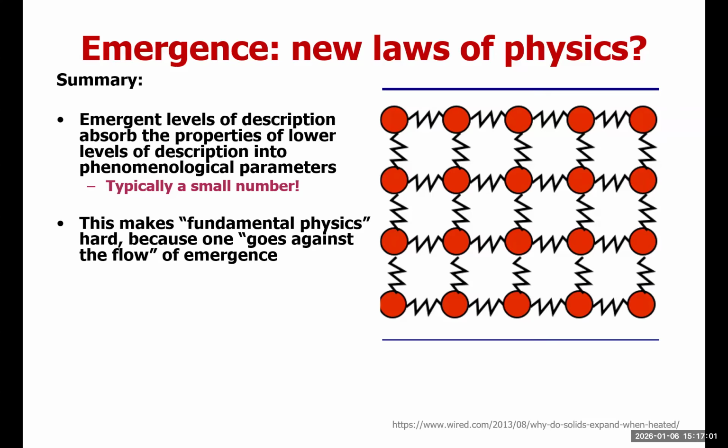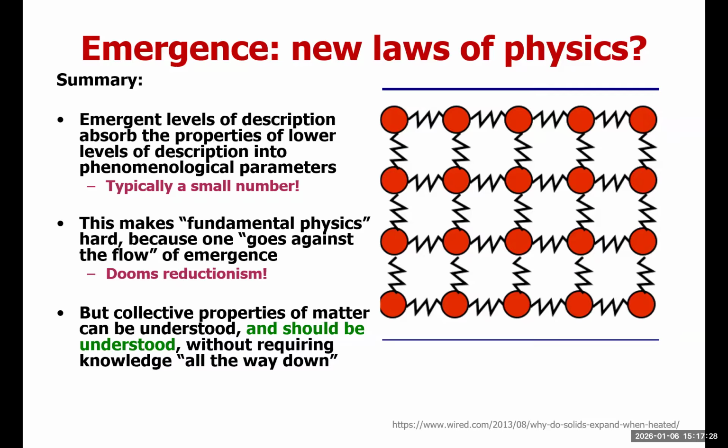So now I've learned nothing at all about the actual structure of the things that make up a gas. I've just learned about its response. So that's an example of this. So knowing the ideal gas law tells you nothing about atoms. That's why the ideal gas law was discovered several centuries before we understood the existence of atoms. And so the fact that fundamental physics is hard because it goes against the flow of emergence dooms reductionism.